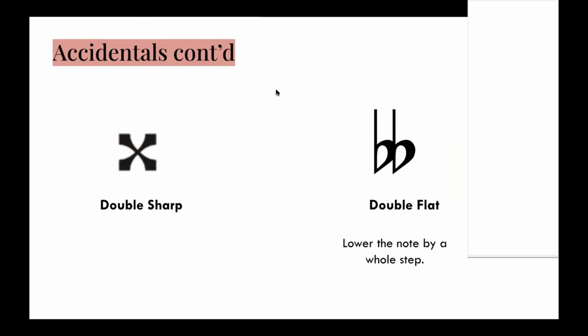Okay, so these are the two that you probably won't really see, but they're really useful in music. So the first one, it's a double sharp. It looks like an X. And then the second one is a double flat, and it's just two flats next to each other. The double sharp is used to raise the note by a whole step instead of having to write two sharps or do something crazy to the music. You just have to put an X next to it. And then the double flat is to lower the note by a whole step.